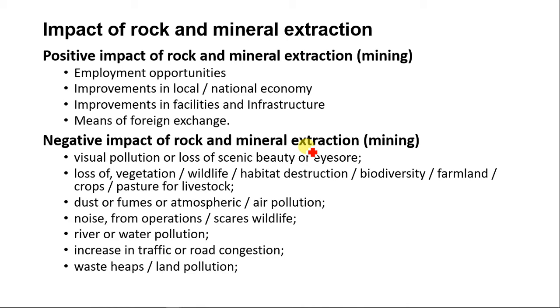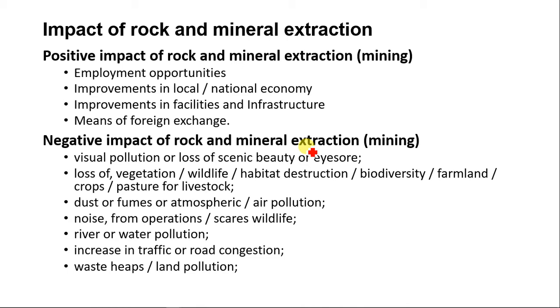So there is improvement in the local and national economy, because these minerals are a means of foreign exchange, a means for the country itself to derive money from. So as a result, it helps to improve the local and national economy at large. This money derived can now be used in the development of social amenities and infrastructure to make life easier for its citizens. However, there are a lot of negative impacts of rocks and mineral extraction.